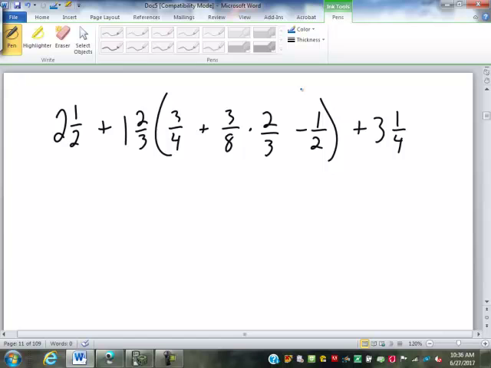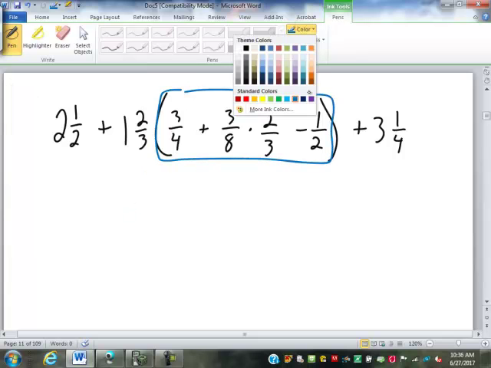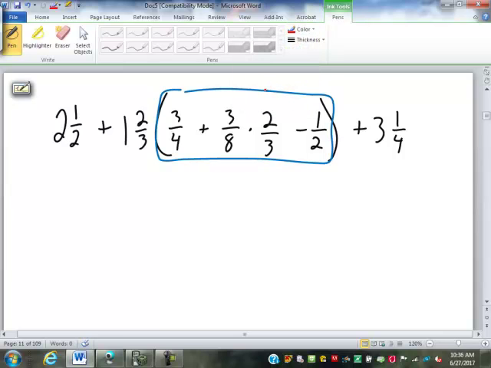Now, this is exactly like our other order of operations problems. It's just seeing the fractions in there tends to make us panic just a touch. But it's all still the same. We're going to start inside the parentheses here. And our order of operations still applies in there. Are there any exponents? No. So we move to multiplication and division.